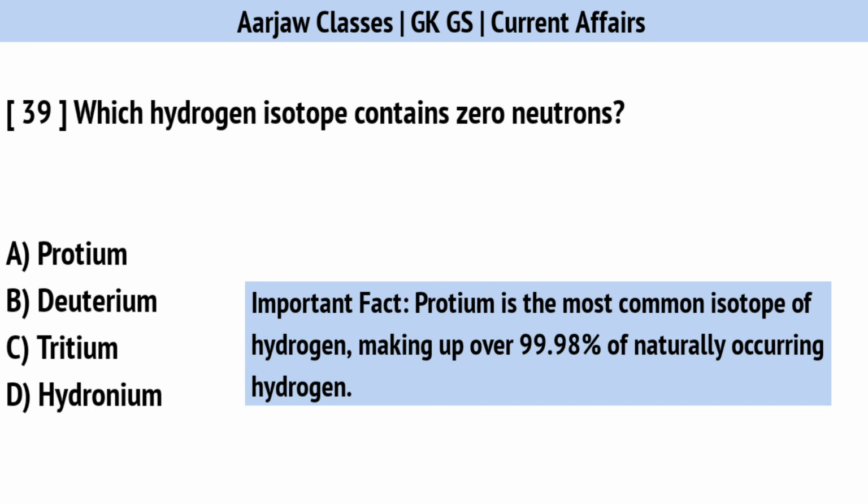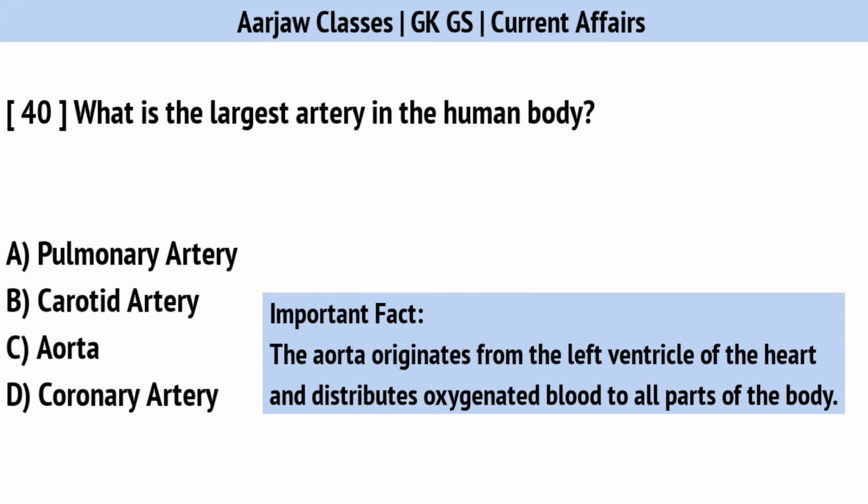Which hydrogen isotope contains 0 neutrons? Correct option is A, protium. What is the largest artery in the human body? Correct option is C, aorta.